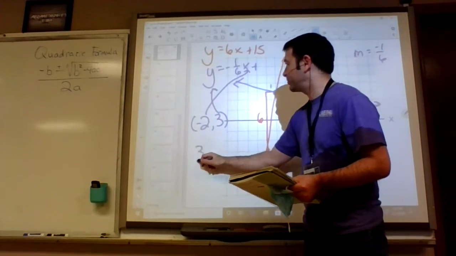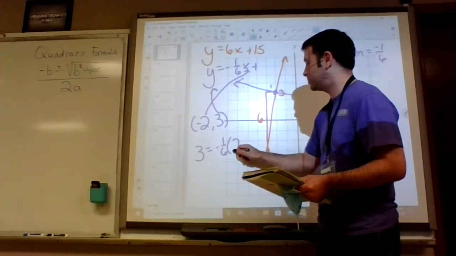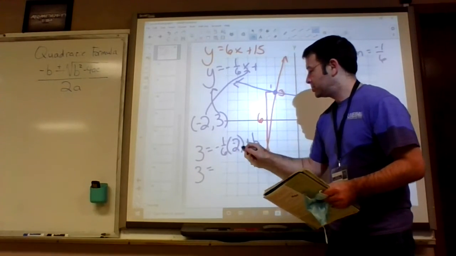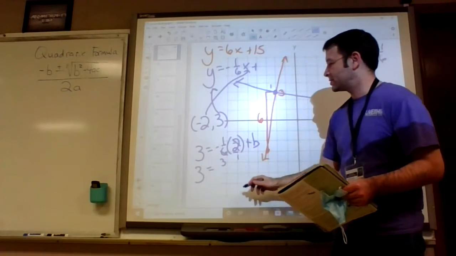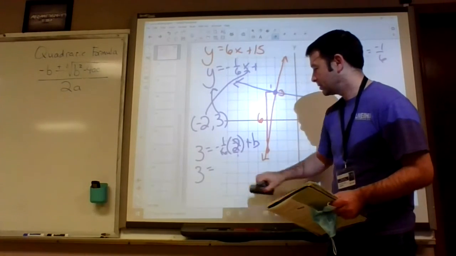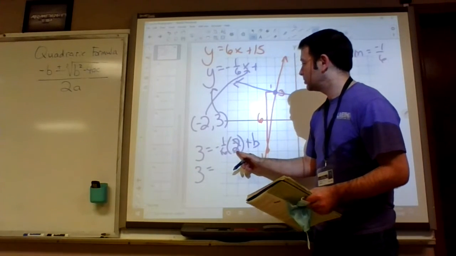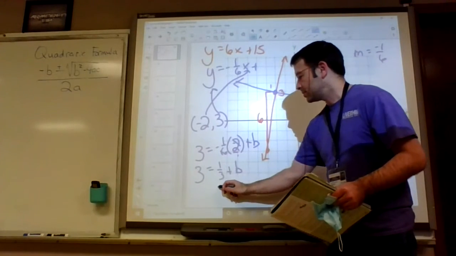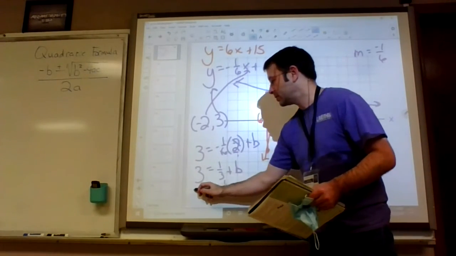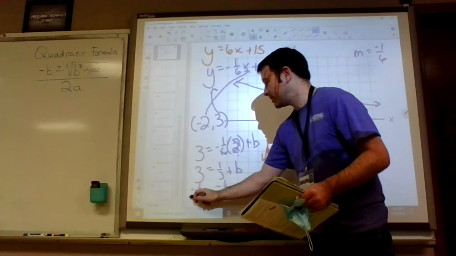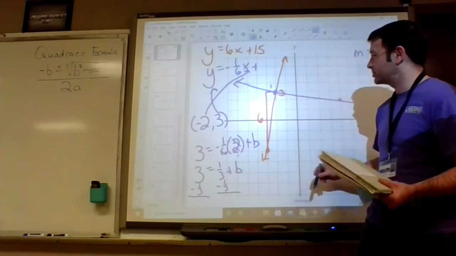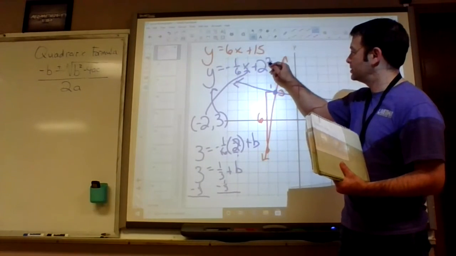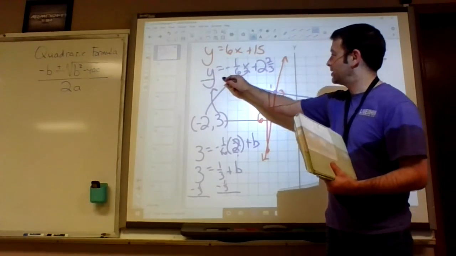Anyways, so if I plug those in, I get 3 equals -1/6 times 2 plus b. -1/6 times 2 is -1/3. So to solve for b, I'm going to subtract 1/3. Does anybody know without a calculator? 2 and 2/3. So that's our b value, so I'm going to put that right there. 2 and 2/3. You're kind of mean to us on that one.